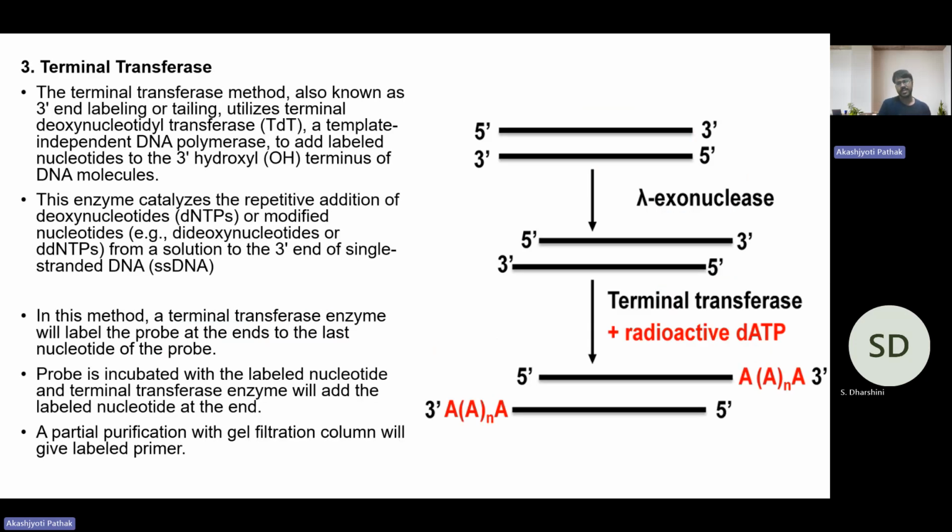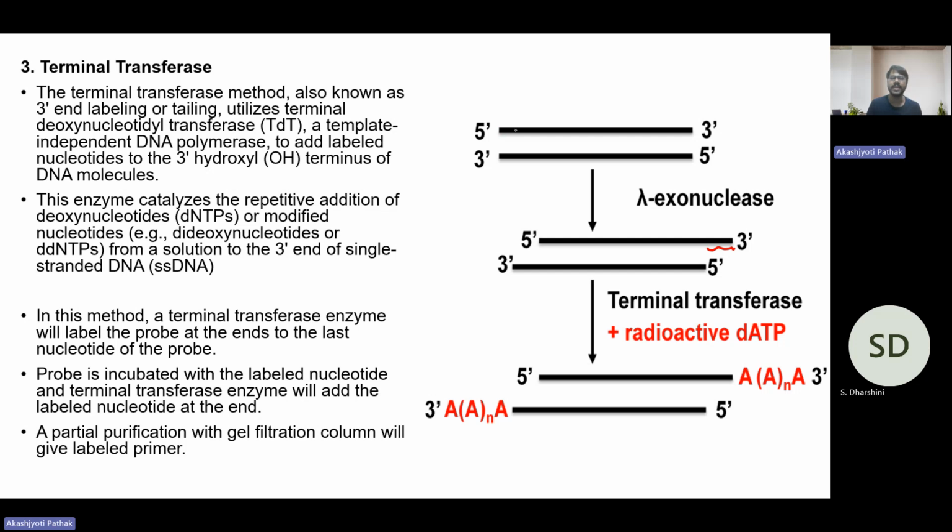Another is the terminal transferase method. In this method, you see this figure, you can go through the text here later. This text is what was explained in the lecture as well. You first treat it with lambda exonuclease. Exonuclease means that the nucleic acid will be chewed from one end. Once it is chewed, you will get this 3' end flanking. So what does this lambda exonuclease basically do?